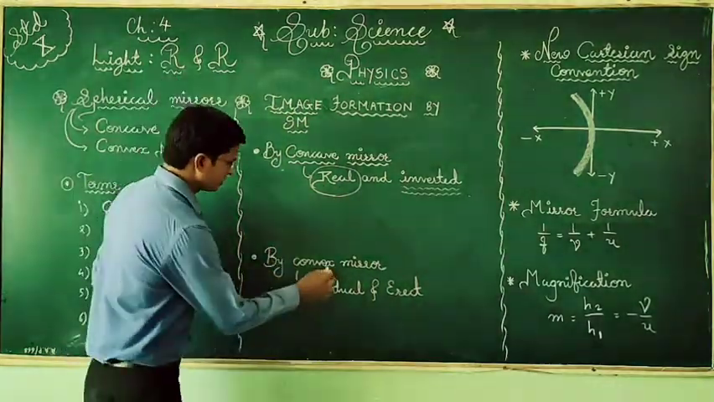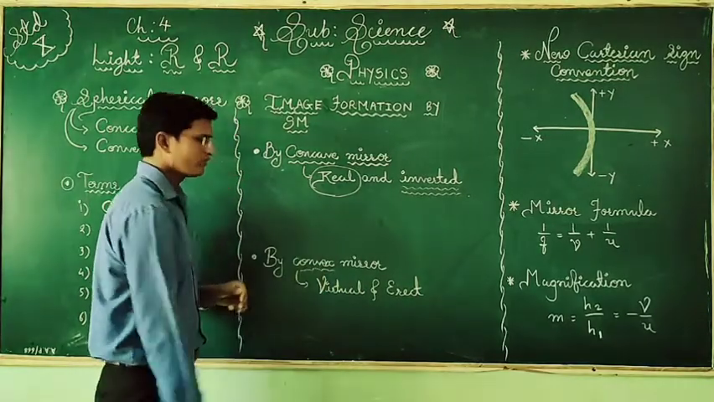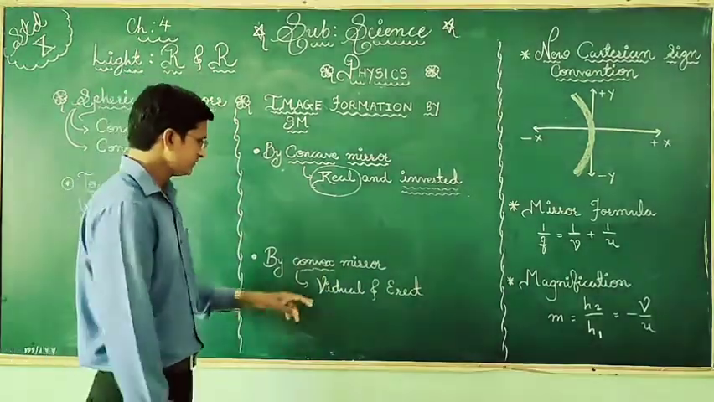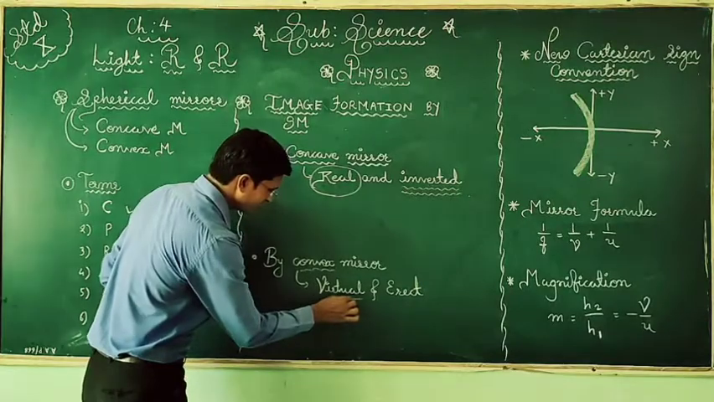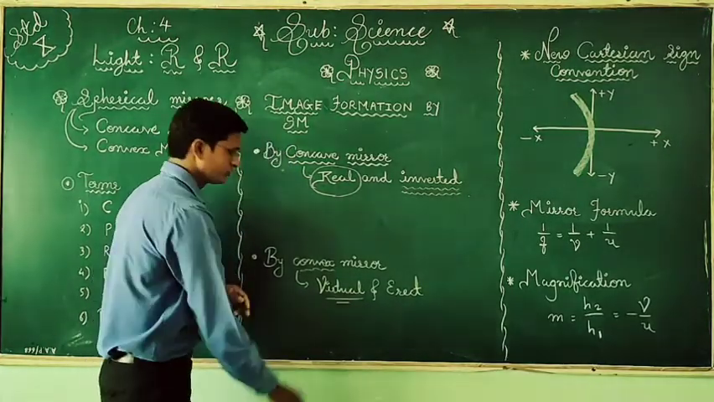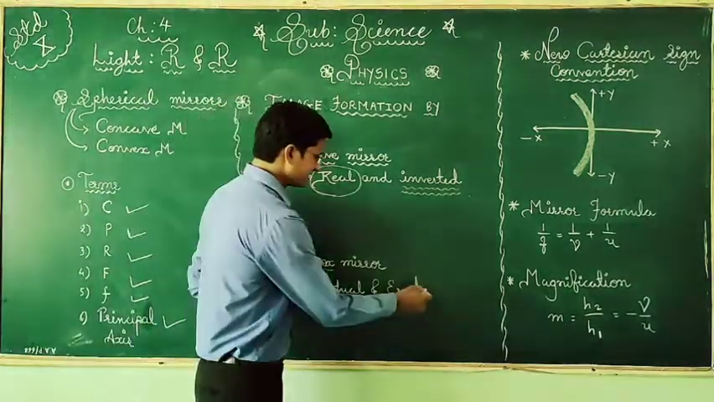Now, when you come to the convex mirror, here the image is virtual and the position is erect.